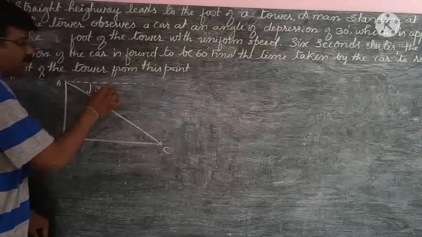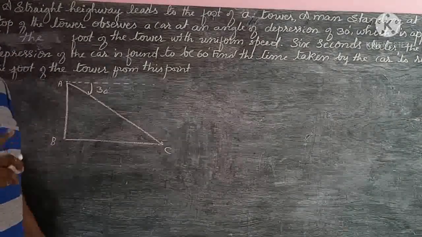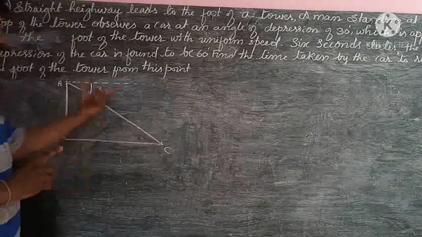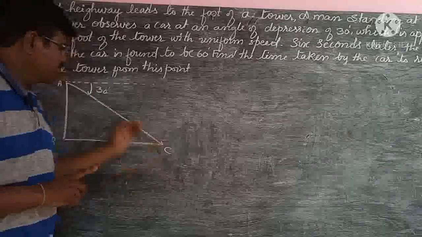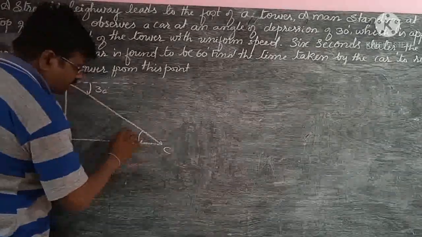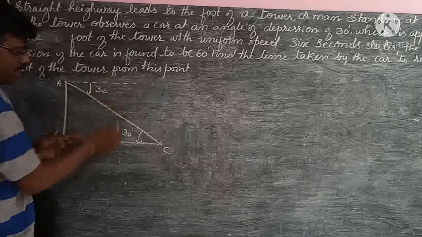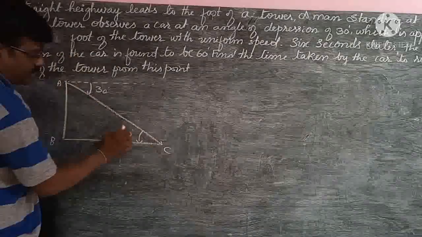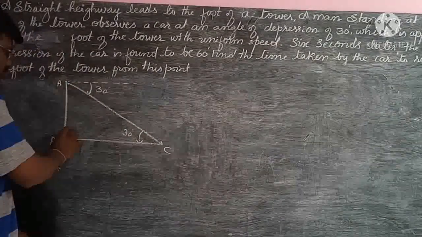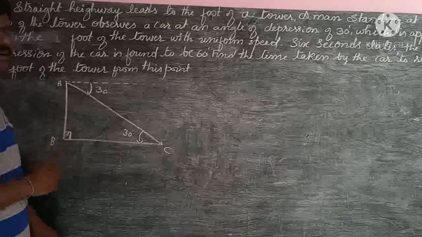First one is 30 degree. When the angle of depression is given, you are observing parallel lines. These two are parallel, therefore it is a transverse line. If it is 30 degree, it becomes 30 degree because of alternate angles, since the horizontal line as well as the ground level are parallel lines. Therefore we take the alternate angle as 30 degree. Then it makes a right angle triangle.